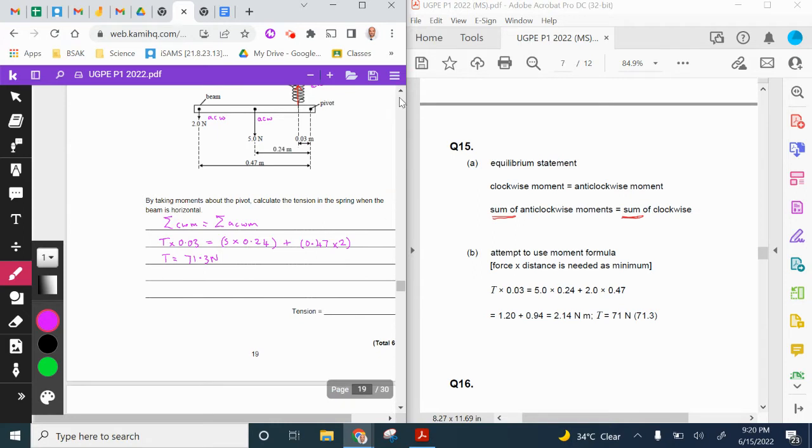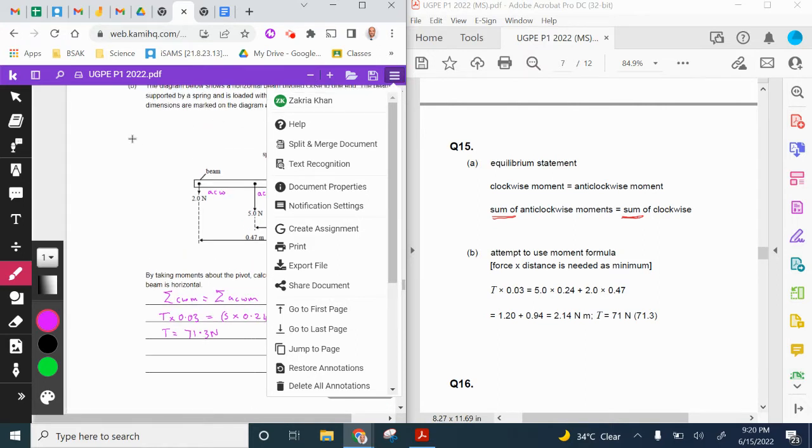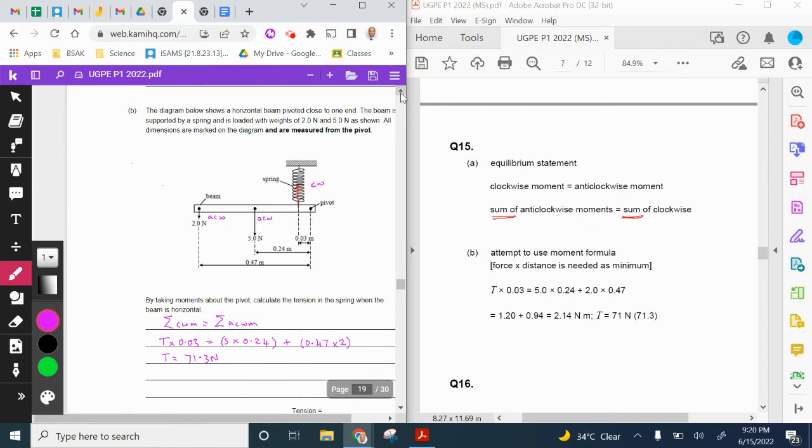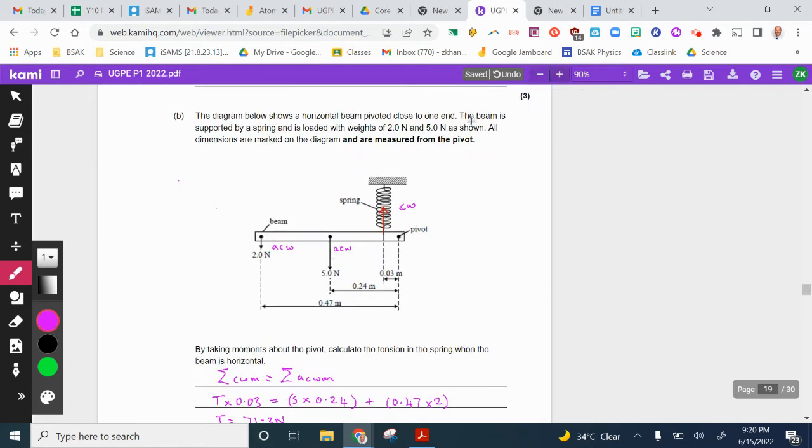So the next question, we're going to use the principle of moments, the one that we've just defined, to answer this question here. And I am just going to remove this and make this into a bigger screen. So we've got a spring that's lifting this ruler upwards, and I've added an arrow for the direction of the force that the spring is exerting. You've got the weight of the beam acting downwards as 5 newtons, and then we've got a little bit of a weight here acting downwards of 2 newtons.